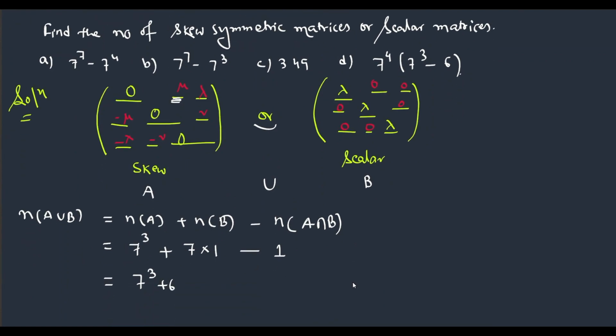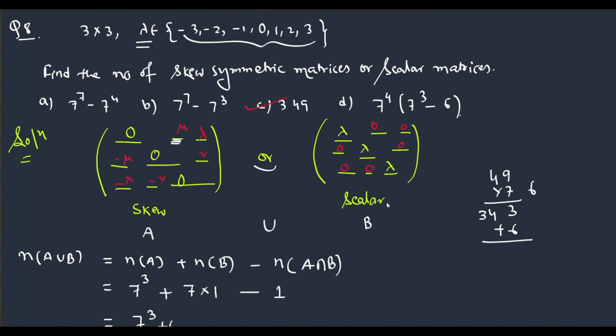Okay, now if you calculate 7 into 7, 49, into 7, plus 6, it is 349. Is it okay?